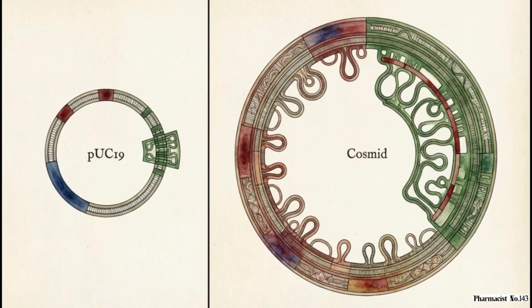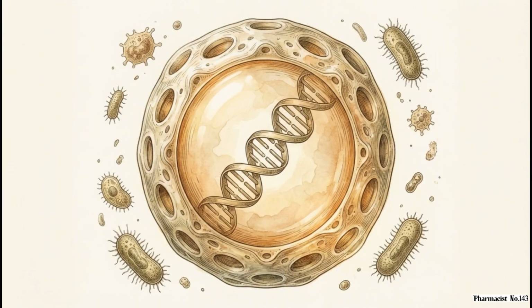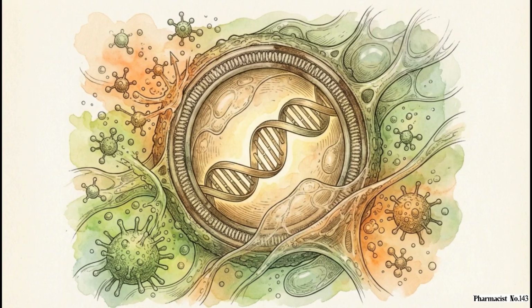While plasmids like pUC19 are used for small inserts, larger genomic projects require specialized vectors, like cosmids or yeast artificial chromosomes. These engineered vectors function as specialized vehicles, precision-built for both transport and survival within the host cell environment.